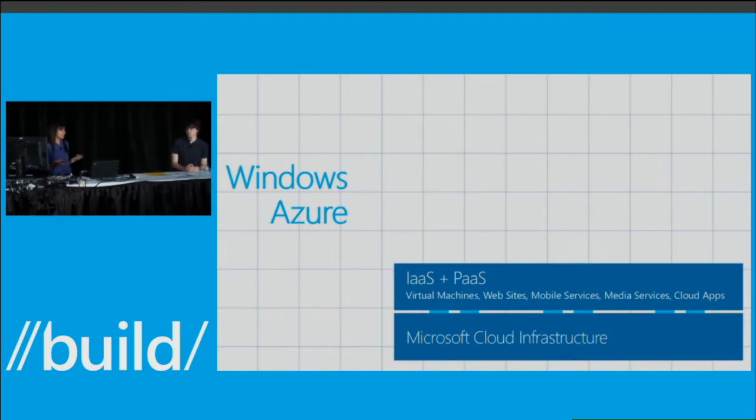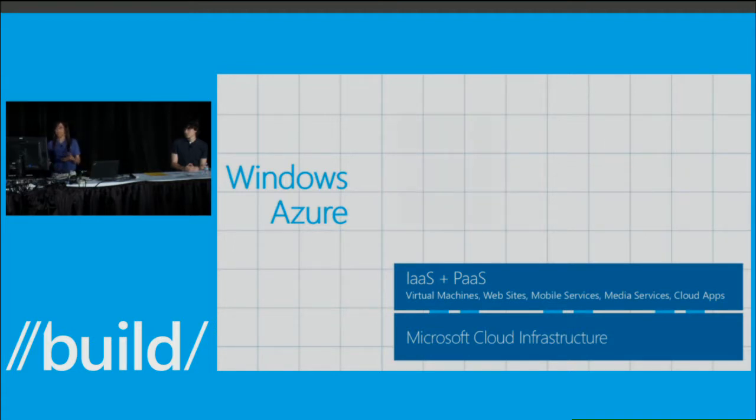Our compute platform, starting with the highest control over infrastructure with IaaS, all the way through degrees of control and flexibility through cloud applications, websites, mobile services, and media services, is available today already on the Windows Azure platform. Most of these services are GA already, generally available.